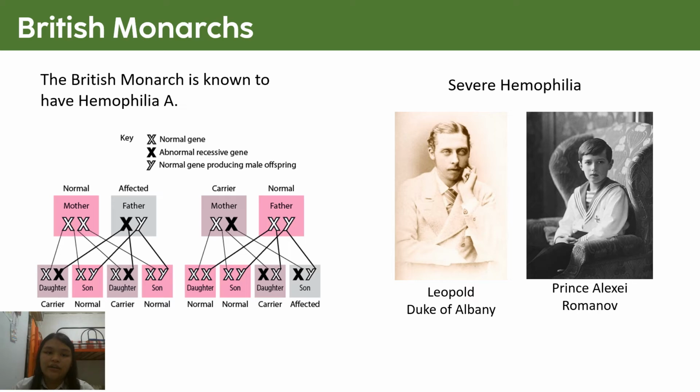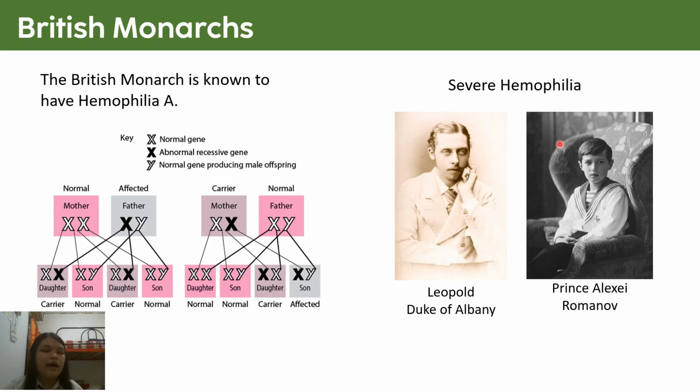Now, the next one is British monarchs. So the British monarchs are known to have a tradition of inbreeding too, and they are known to have hemophilia type A. Hemophilia is a type of disease that makes your blood not clot. Usually when you have a small paper cut, it heals quickly. But with hemophilia, even the smallest cut can take a long time to heal, and if it's the severe one, you will keep bleeding and losing blood, and eventually it can cause death.